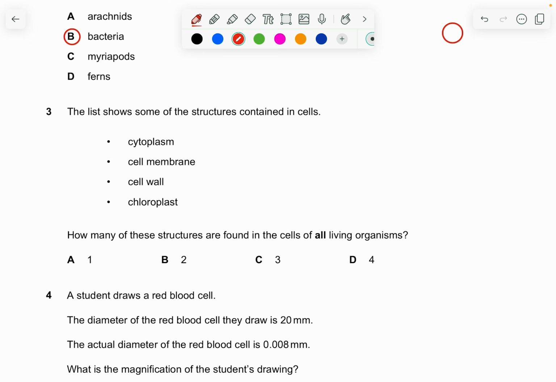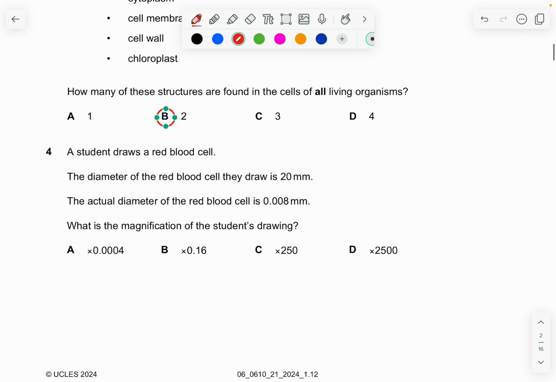The list shows some of the structures contained in cells. So we have cytoplasm, cell membrane, cell wall, and chloroplast. How many of these structures are found in the cells of all living organisms? So it's only 2. Okay, animal or plant cells.